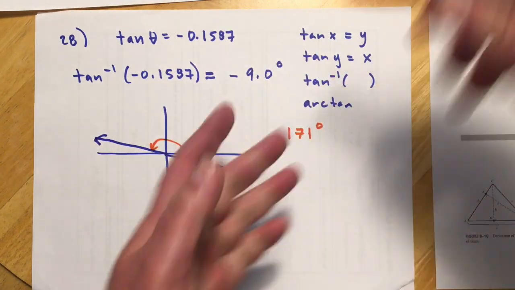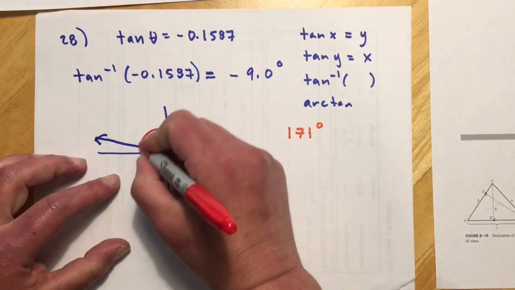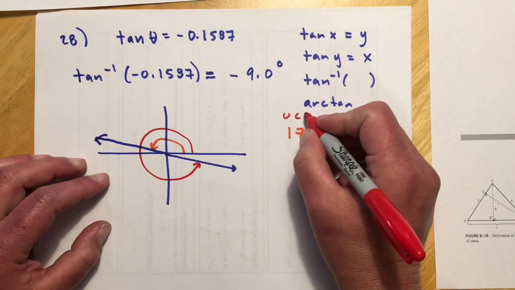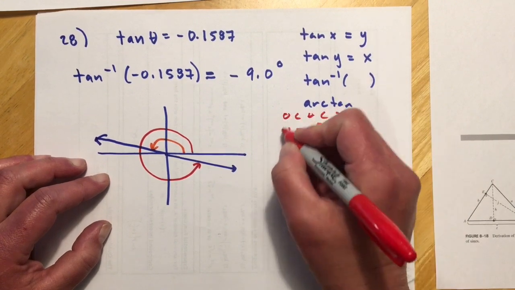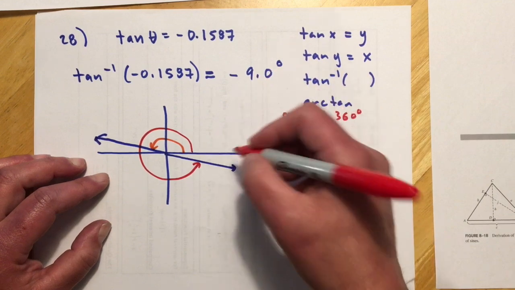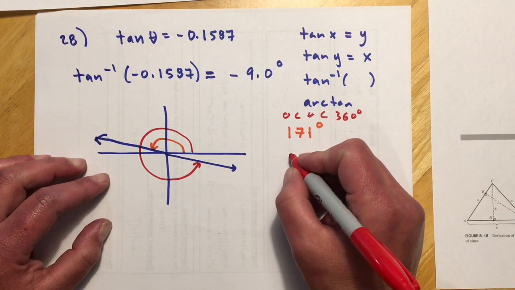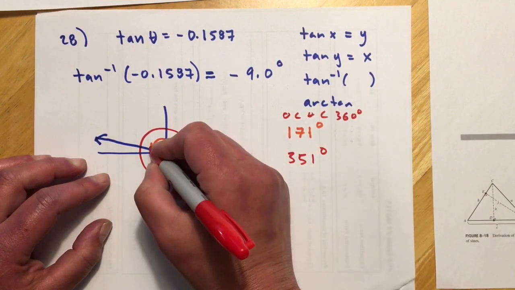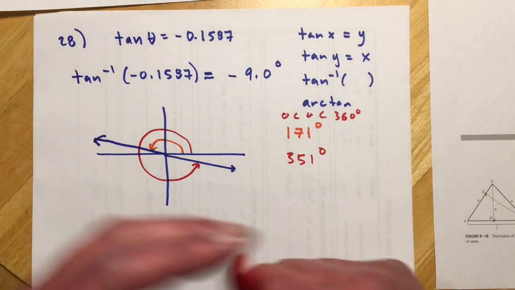And then our second angle is measured from, again, the x-axis all the way around, because we want these to be between 0 and 360 degrees. So they gave it to us as -9, but we have to think of it as 9 less than 360. So this one would be 351. So 171 for the first one, and then 351 degrees for the second one.